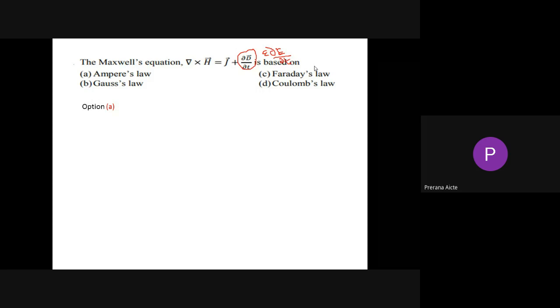Whereas Faraday's law is defined based on the electric field: del cross E is equal to minus dou B by dou T. Gauss law is del dot D is equal to rho V for electric fields, whereas Gauss law for magnetic induction is del dot B is equal to 0. Gauss law is defined based on the dot product, and Faraday's law is defined as del cross E equal to dou B by dou T. And Coulomb's law F is the force between the two charges.